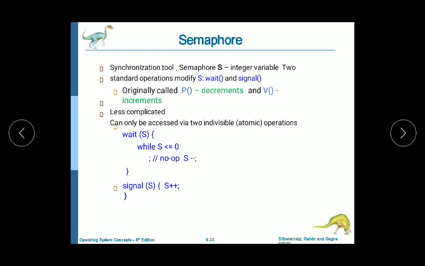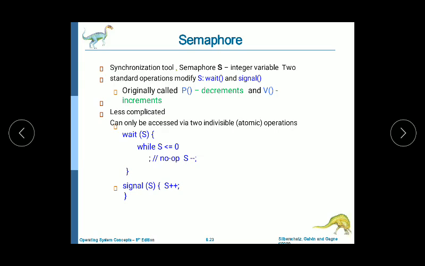Okay, so consider the s value as some 10. If we have 10 resources, one resource is already allocated to execute one program, so after execution we have 9 resources, so s minus minus, that is decrement. Okay, I think you understood this code, the wait operation.